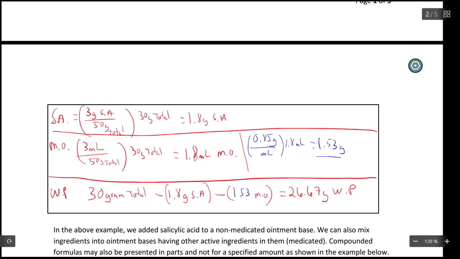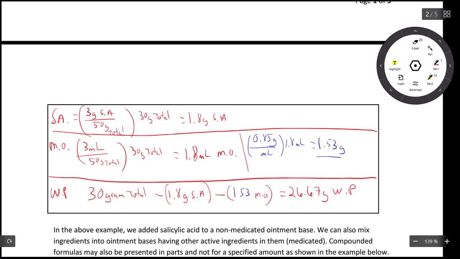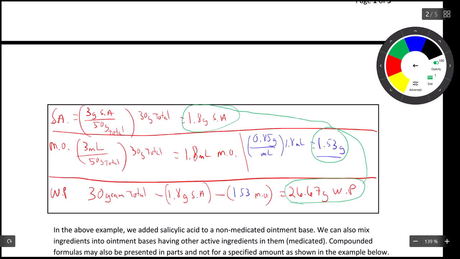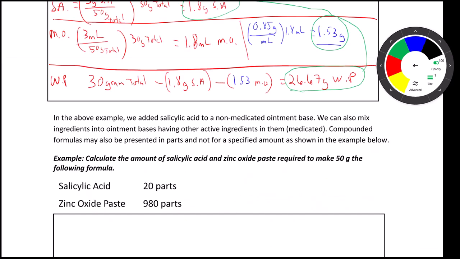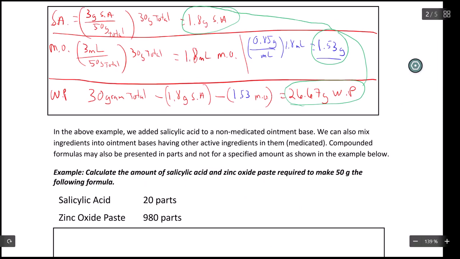Now, working all the way backwards, if we wanted to, we can look at our situation and say if I take 26.67 grams of white petrolatum, I mix it with 1.53 grams of mineral oil, and I mix it with 1.8 grams of salicylic acid, I'll get 30 grams total. And that allows us to find the three amounts for our ingredients.